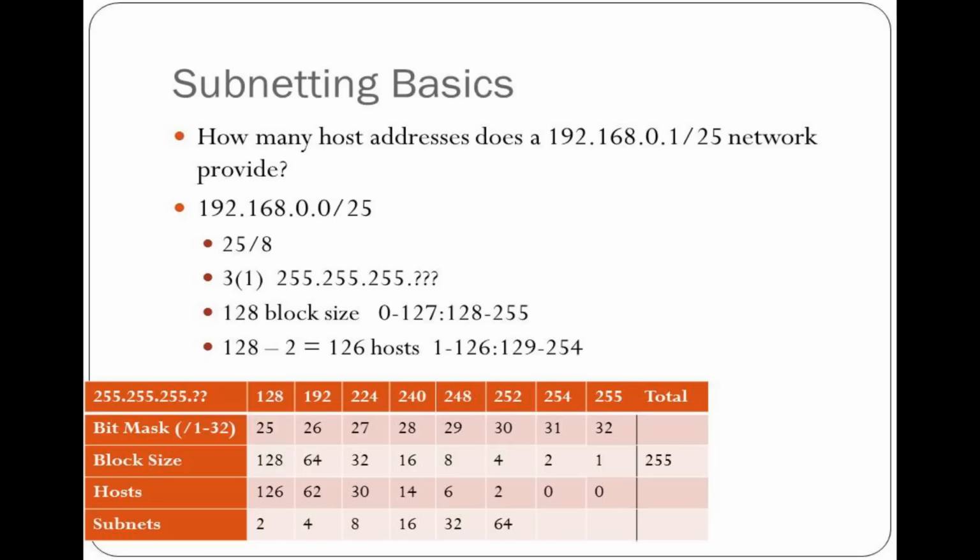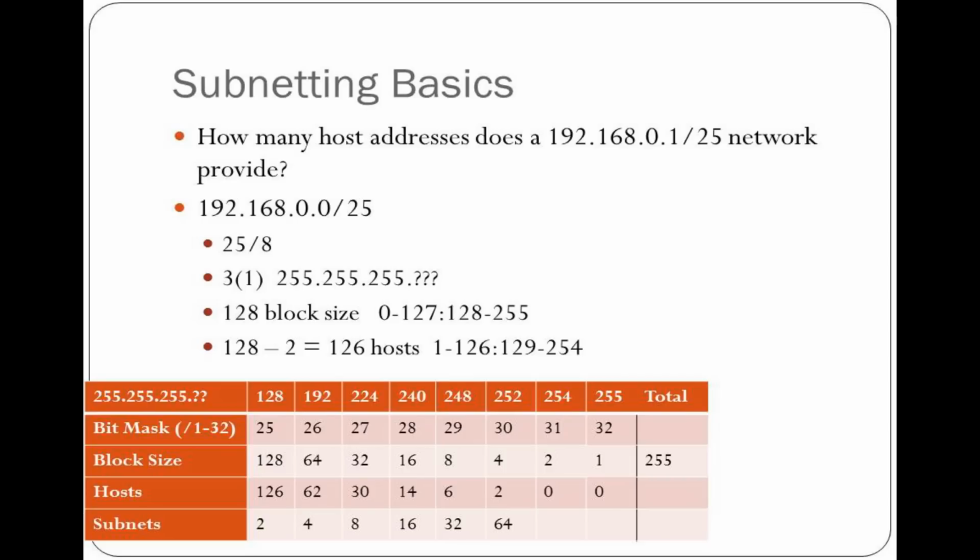Once you have the block size, subtract 2 and you have your host block of IP addresses per network, starting with 1 through 126 for the first subnet and 129 through 254 on the second subnet.